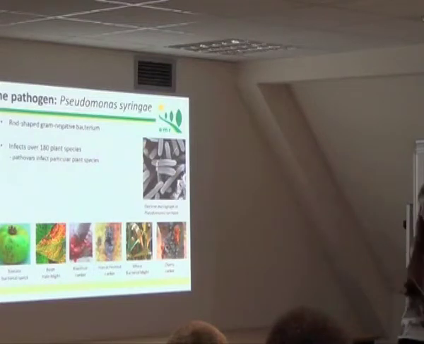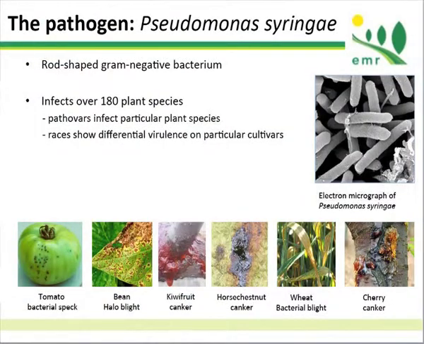Pseudomonas syringae can be divided into groups of strains which cause disease on particular plants, called pathovars. For example, the pathovar which causes disease on cherry is called pathovar morsprunorum. And these pathovars can be further divided into races, which are strains which show differential virulence on particular cultivars.